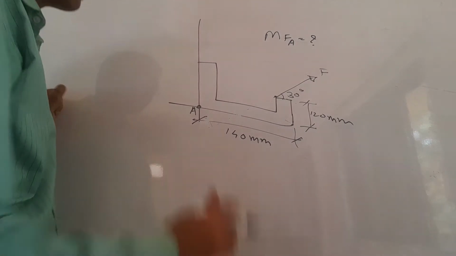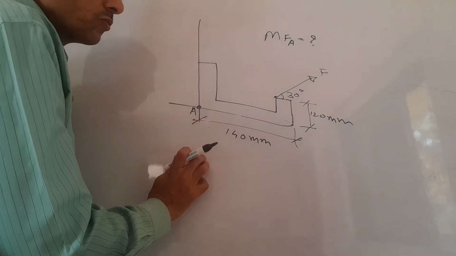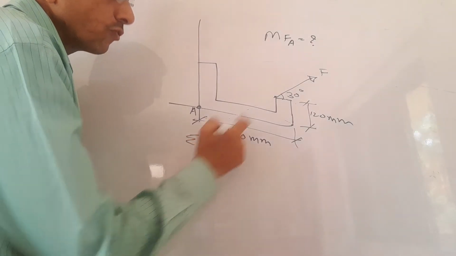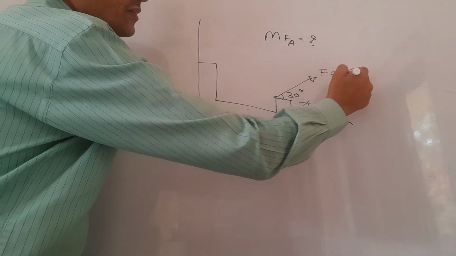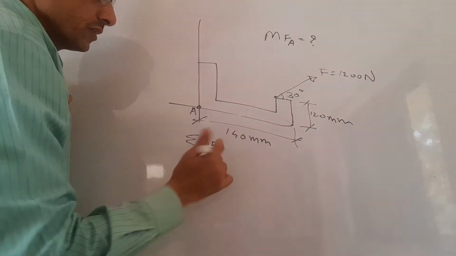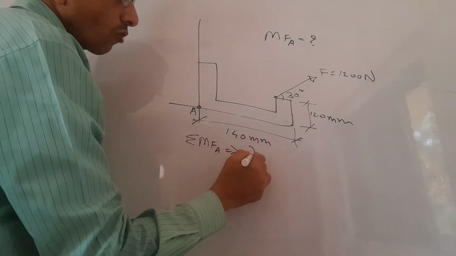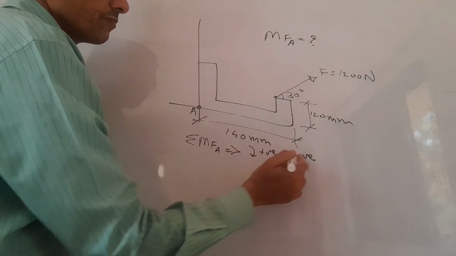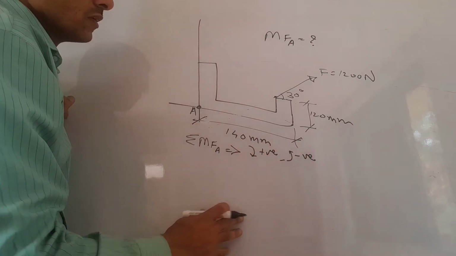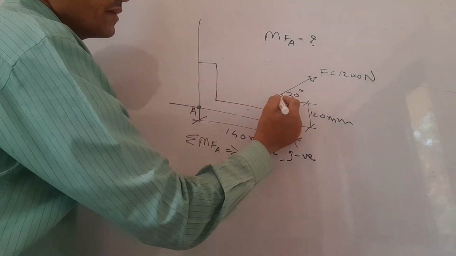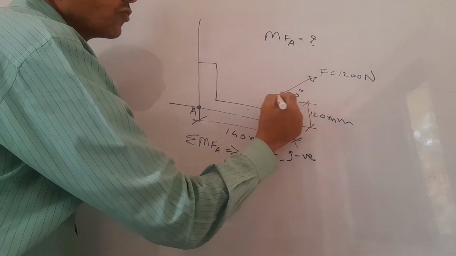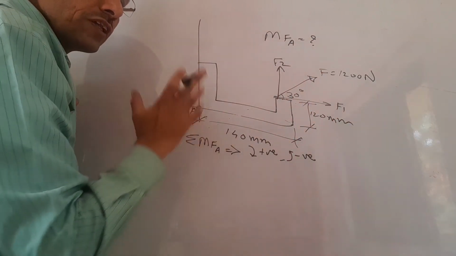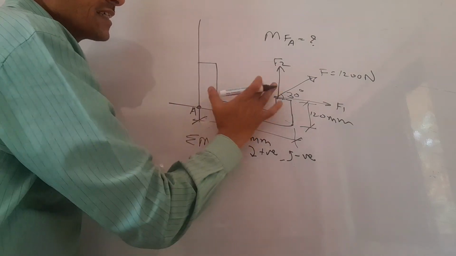So by that theorem we solve now. The summation of moments of the force of 1200 Newton about point A: clockwise moment is positive, anti-clockwise moment is negative. First we resolve this force into F1 and F2, meaning I am resolving this force into two perpendicular forces.